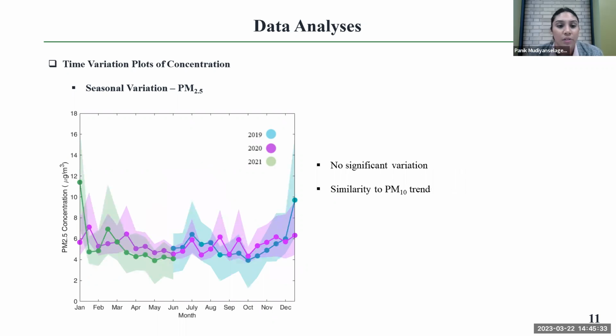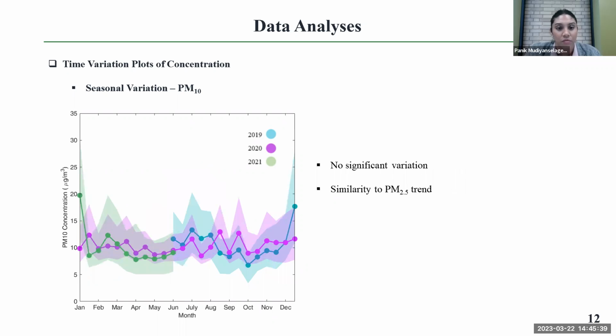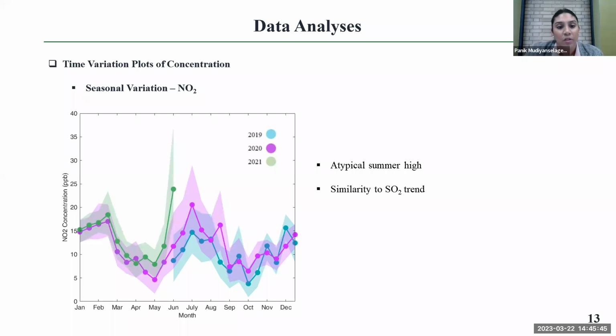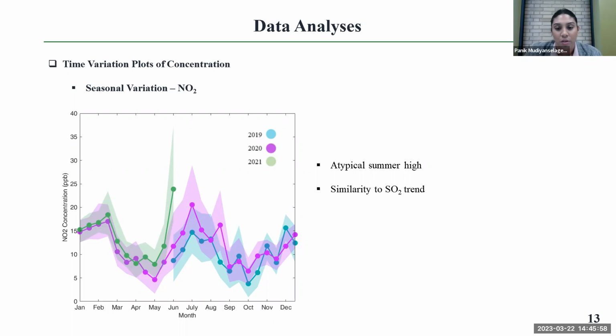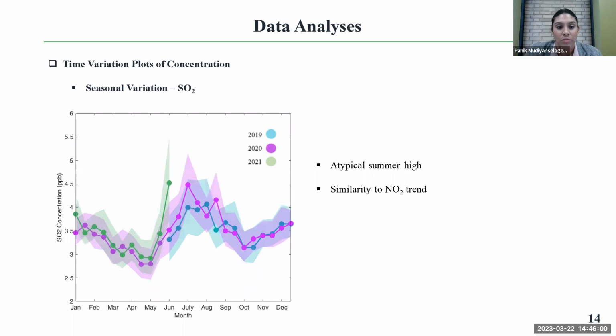Okay. So looking at PM 2.5, we don't really observe a significant variation, but we do notice that the trends for PM 2.5 and PM 10 are quite similar. And then looking at NO2, we do see a summer high that is not typical, because we would expect the peak to be during winter heating. But we noticed that there is also a similar peak for SO2. So these trends are quite similar, which was interesting.